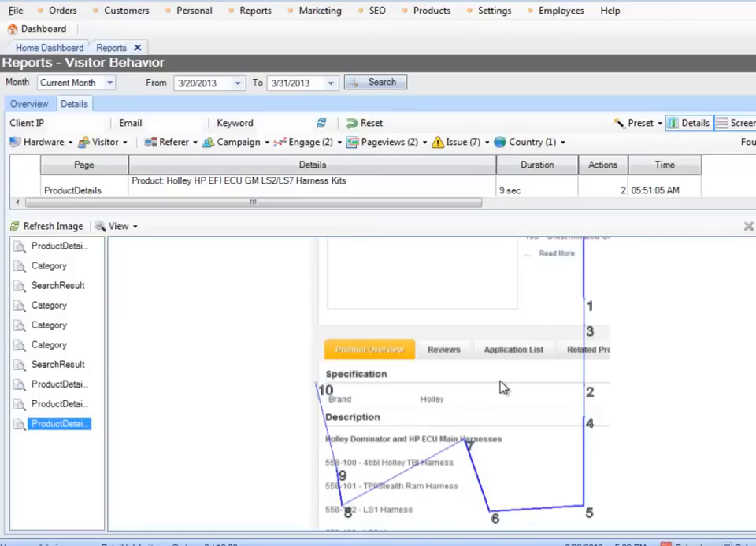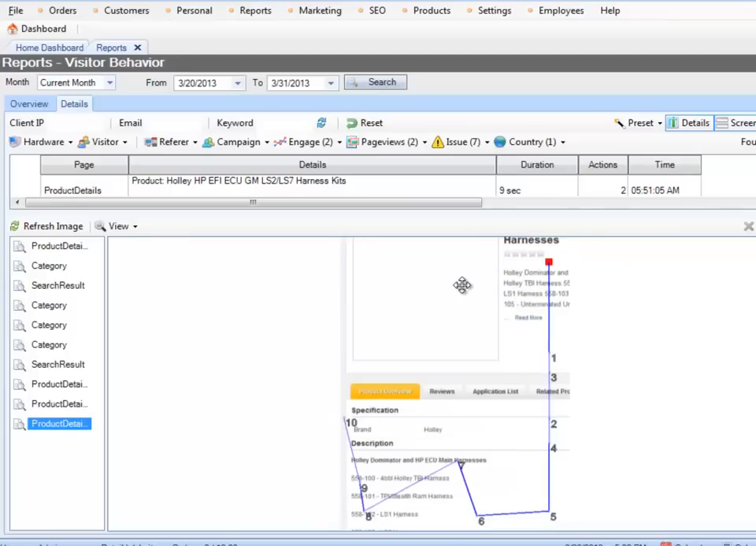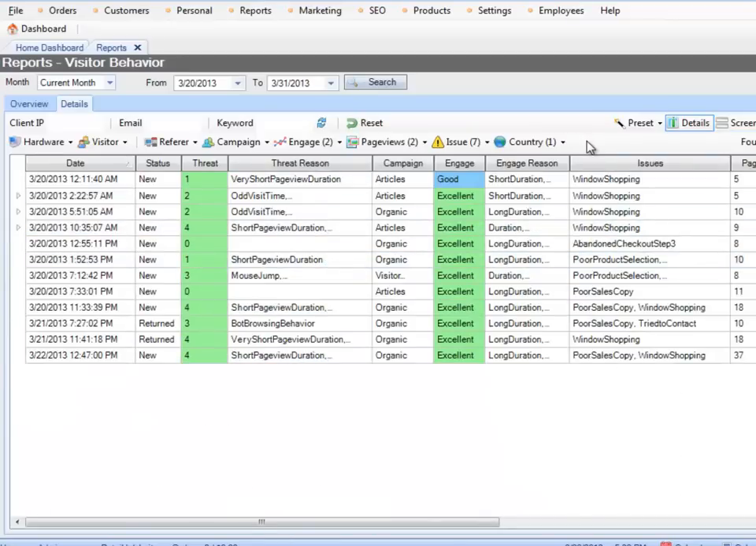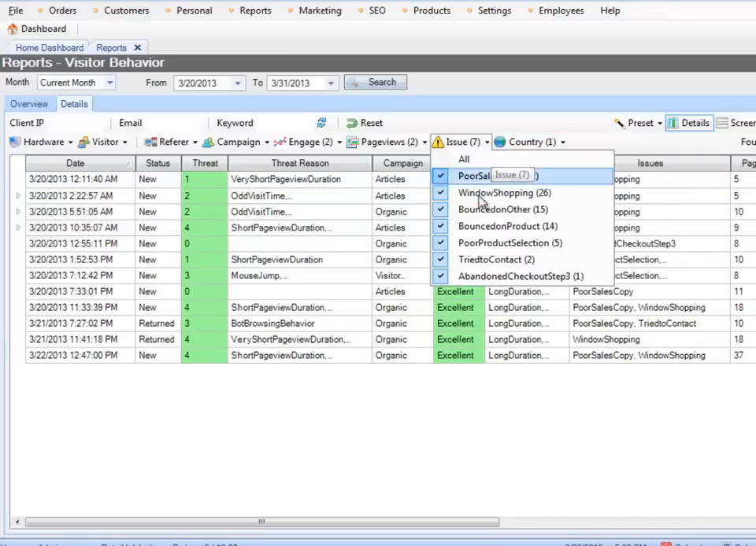It's not a price problem. If anything, this could potentially be a description problem, maybe. Alright, well, in any case, window shoppers, that's a quality of the traffic problem, and it's not like you're paying for it. So, let's look at what else we have here.